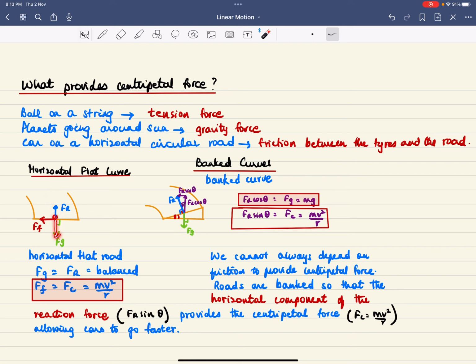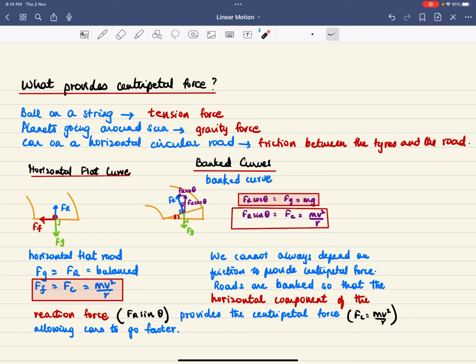So the gravity force and reaction force balance each other, and so your friction is what contributes towards your centripetal force. Okay, however, you can't always rely on friction to provide centripetal force. You could have conditions where your tires are bald or the road is icy, and so that could be dangerous. So what we do is we lift the edge of the road so that it is at an angle to the horizontal, and these are called banked curves.